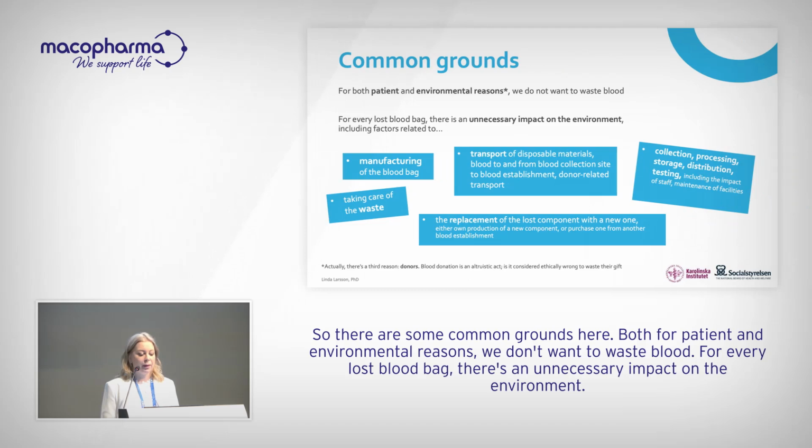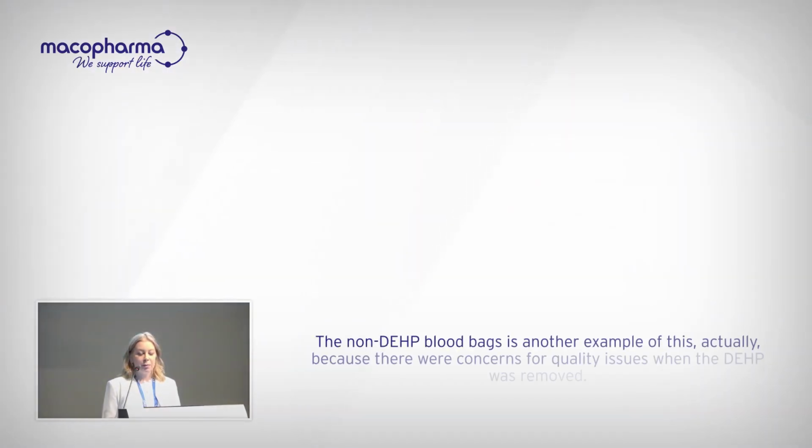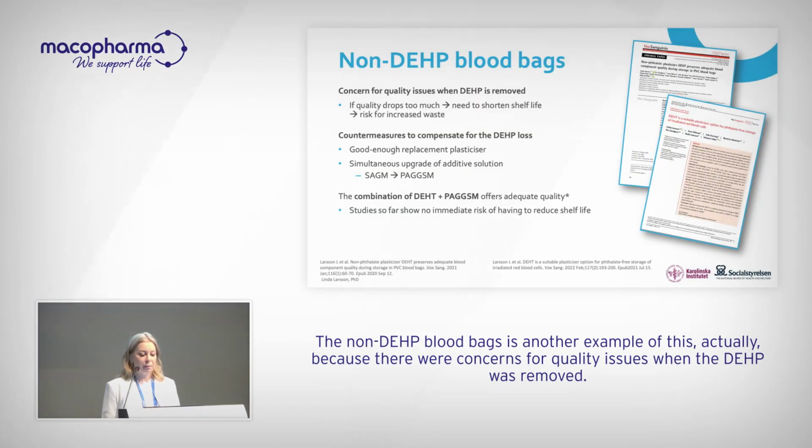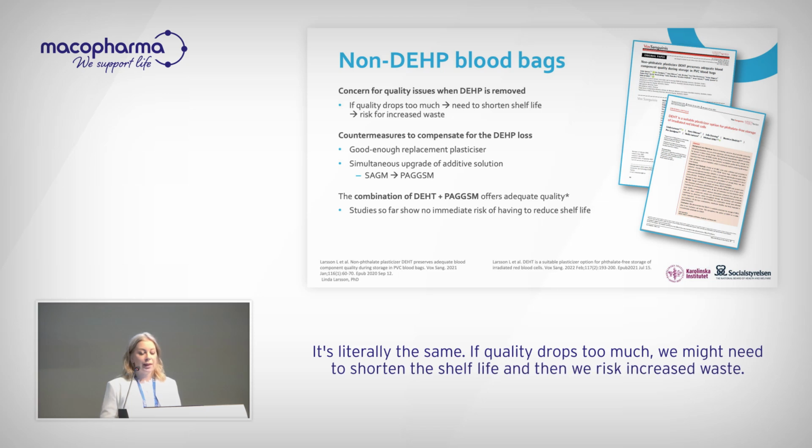So there are some common grounds here. Both for patient and environmental reasons, we don't want to waste blood. For every lost blood bag, there's an unnecessary impact on the environment. The non-DEHP blood bags are another example of this actually, because there were concerns for quality issues when DEHP was removed. It's literally the same. If quality drops too much, we might need to shorten the shelf life, and then we risk increased waste.